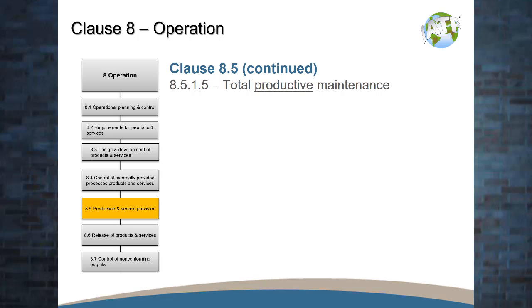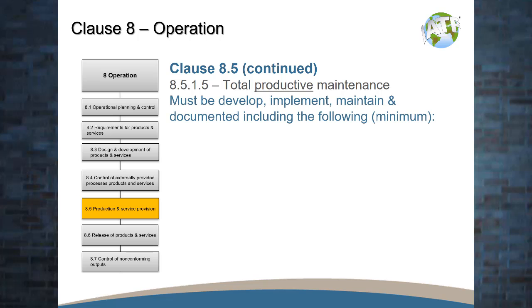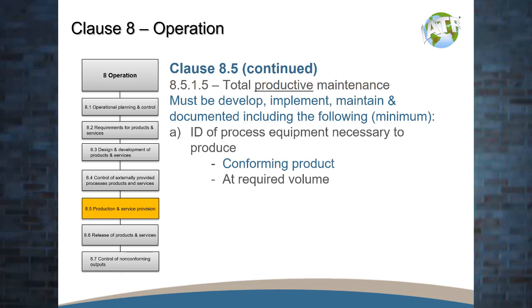8.5.1.5, this is total productive maintenance. So you must develop, implement, maintain, and have a documented practice, including the following at a minimum. Number one here, or A, is identification of process equipment that's necessary to produce conforming product at the required volume. So it's not good enough to just be able to produce product, but what is the pull schedule?